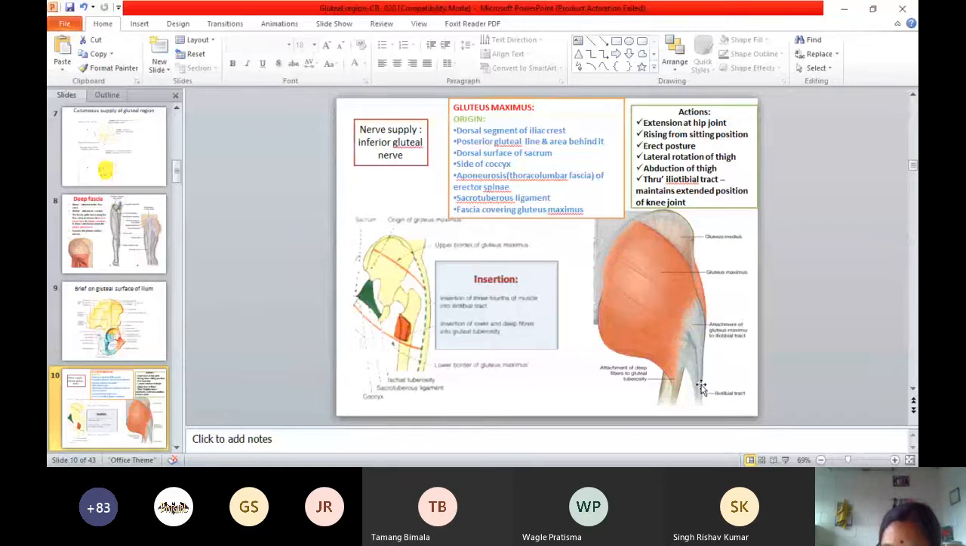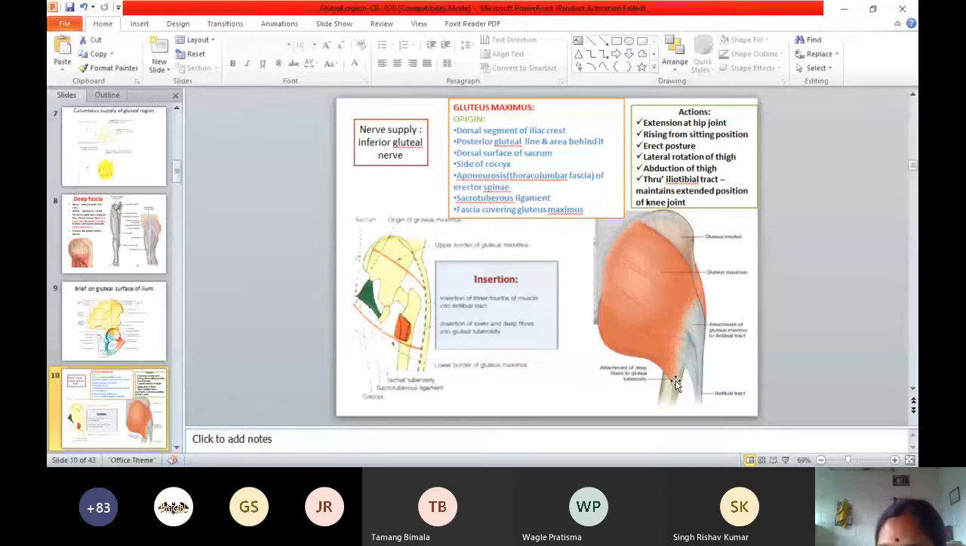This is known as the one extending from ilium to tibia, so the name is iliotibial tract. 3/4 insert into the iliotibial tract and 1/4 insert into this bony projection, the gluteal tuberosity. What is this? Gluteal tuberosity in the femur.